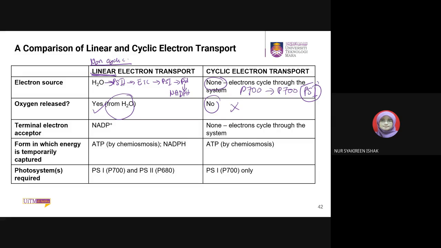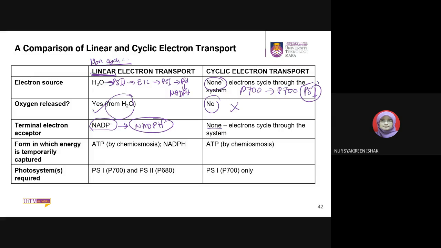Okay. So kalau linear electron transport, terminal electron acceptor adalah NADP plus before it becomes NADPH, okay, which is the product of light reaction requires for Calvin cycle. So terminal electron acceptor tak ada sebab dia adalah cyclic process. Daripada P700 balik semula P700. It is a cyclic process. So maksudnya tak ada penghujung lah. Kan tak ada awal, tak ada penghujung.